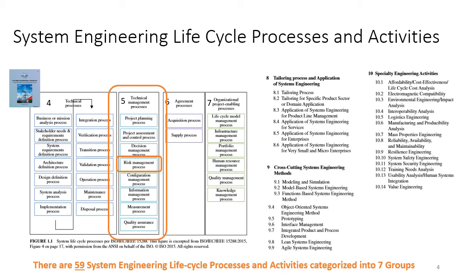And those 59 processes and activities are organized or categorized into 7 groups. So the topic of this video is technical management processes, and very specifically the fourth one in the list, risk management process.